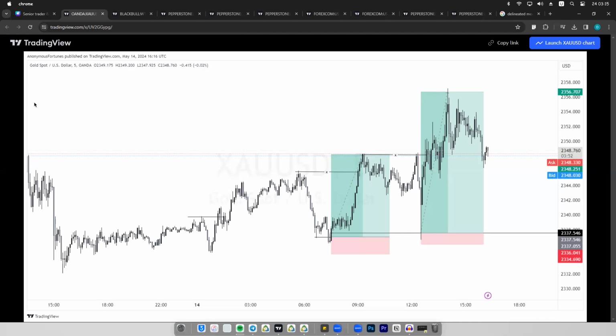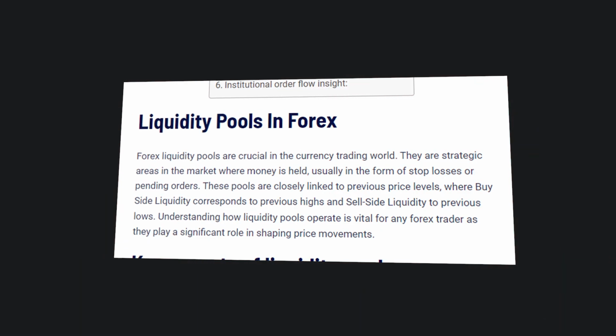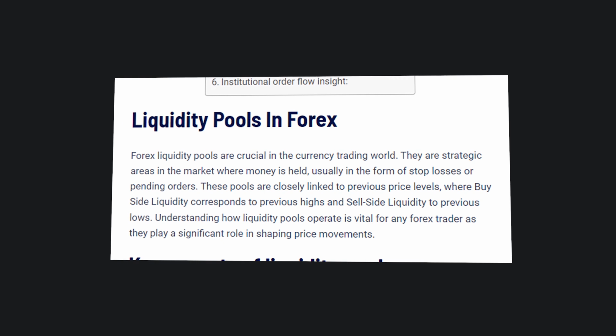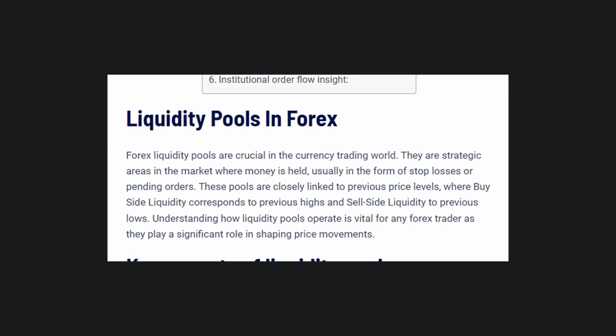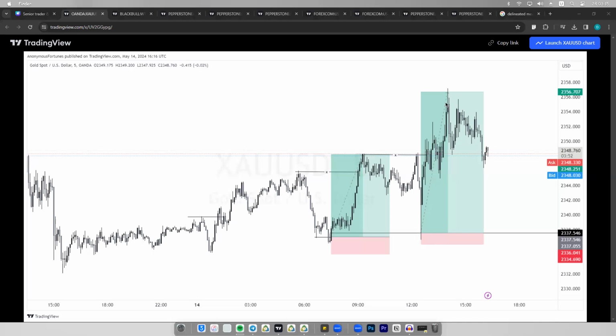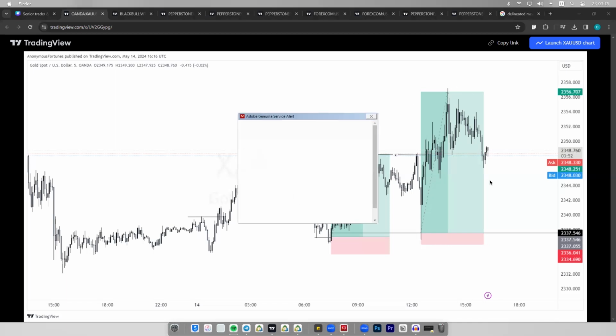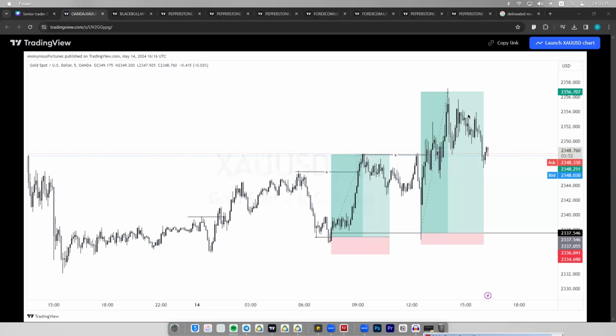Remember, we talked about liquidity pools. If you haven't seen that, you want to refer back to the course and go through the lectures to find that one. So liquidity pools are basically strategic areas on the chart where you have resting liquidity in the form of buy stops, sell stops, and stop losses. So you want to target those areas because more often than not, price will most likely gravitate to those areas to take out those liquidities. So that will be basically where you're looking to offload some of your orders.